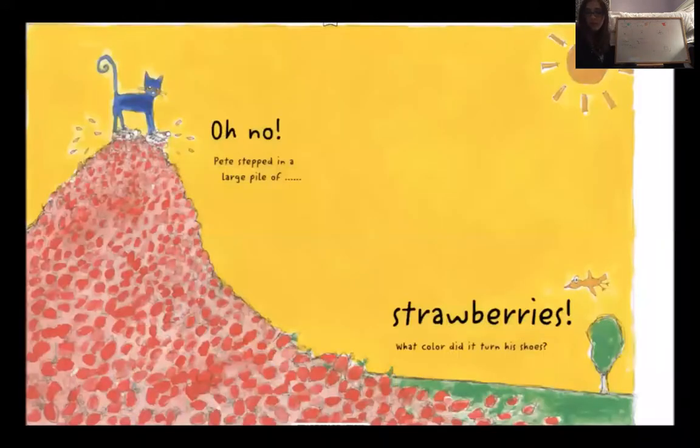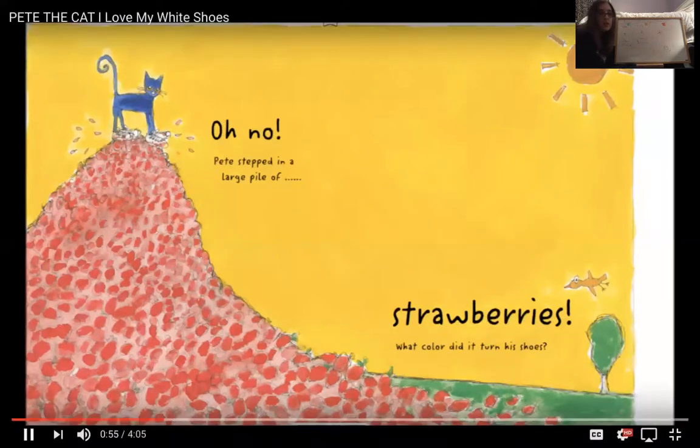Oh, no. Pete stepped in a large pile of strawberries. What color did it turn his shoes? What color do you think it turned his shoes, class? He stepped in strawberries. What color are strawberries? Red. Good job. So his shoes are going to turn what? Red. Good job. All right. Let's keep going.